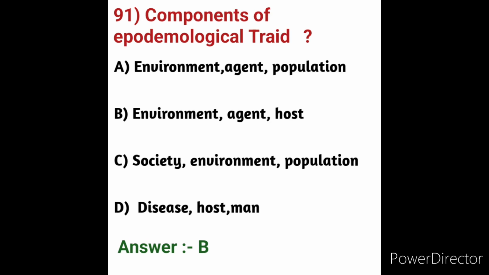Option A, environment, agent, population. Option B, environment, agent, host. Option C, society, environment, population. Option D, disease, host, man. Option B is the correct answer. No need of explanation regarding this question.